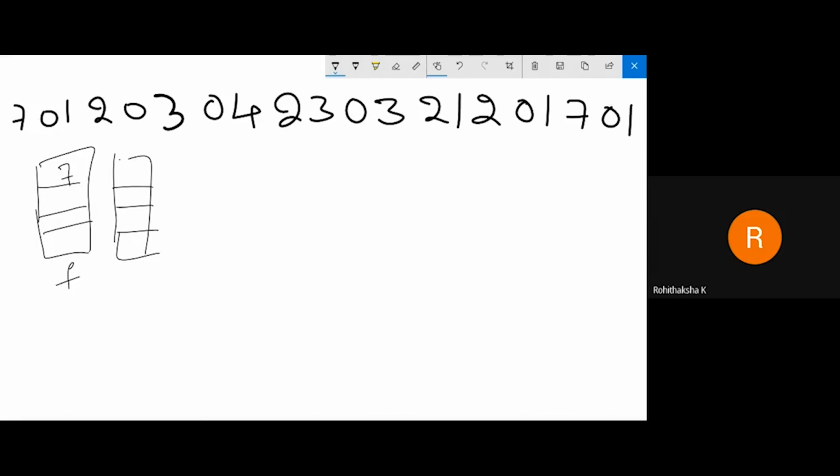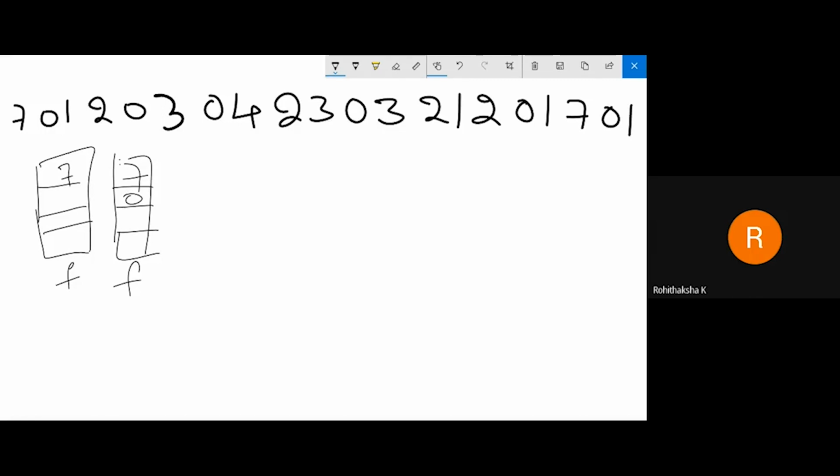So the next page is what page number? It is 0. The 0 is also not there in this one, so I have only page number 7. So now I say that this is a page fault. So what I will do is I'll put 0 here. Now 7 and 0 are there.